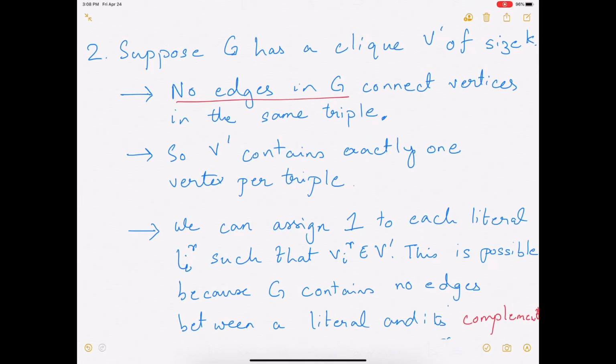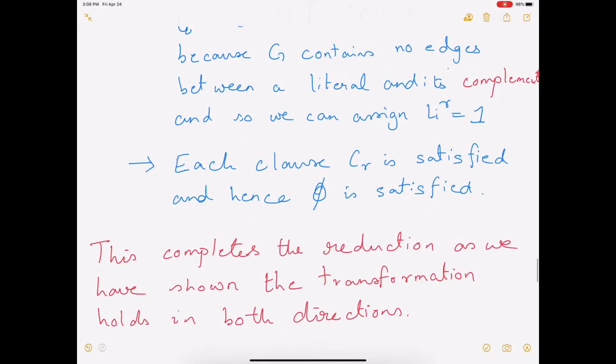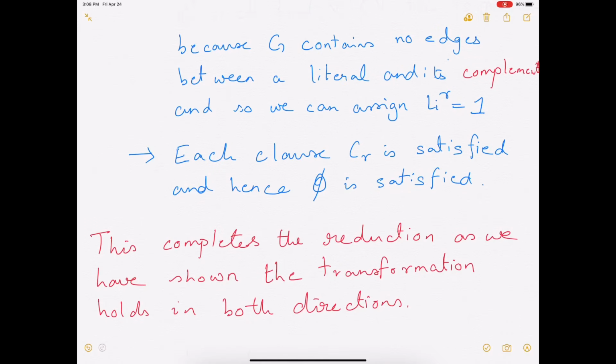Now, if you safely assign 1 to each of these literals, each of these literals lie in different clauses, and there is a 1 in each and every clause. Therefore, phi becomes satisfiable. Okay? So what we just proved is if G has a clique of size k, phi is satisfiable.